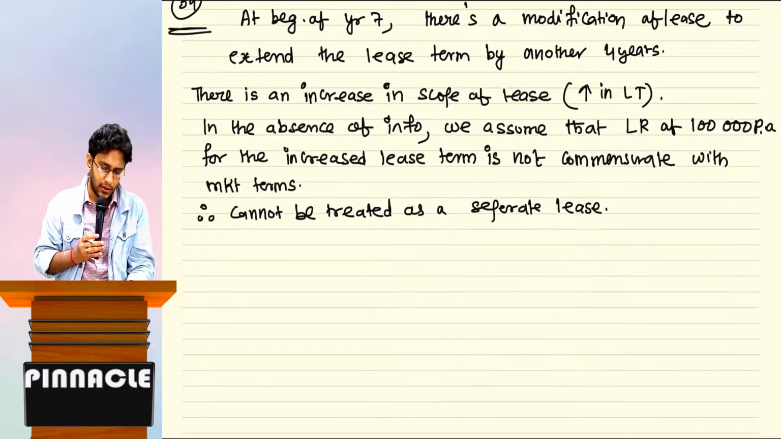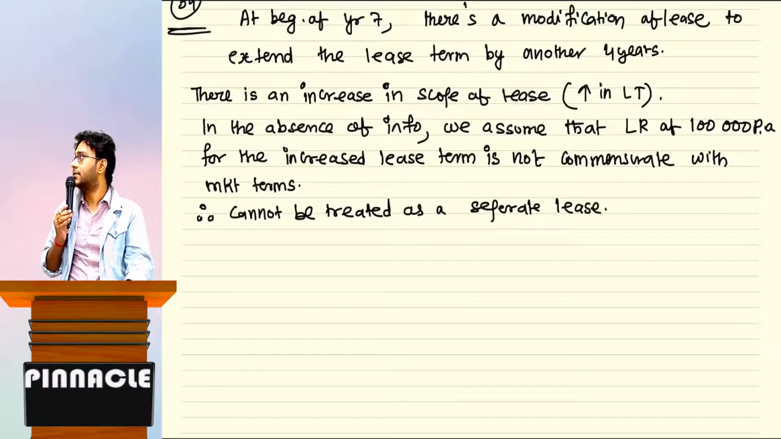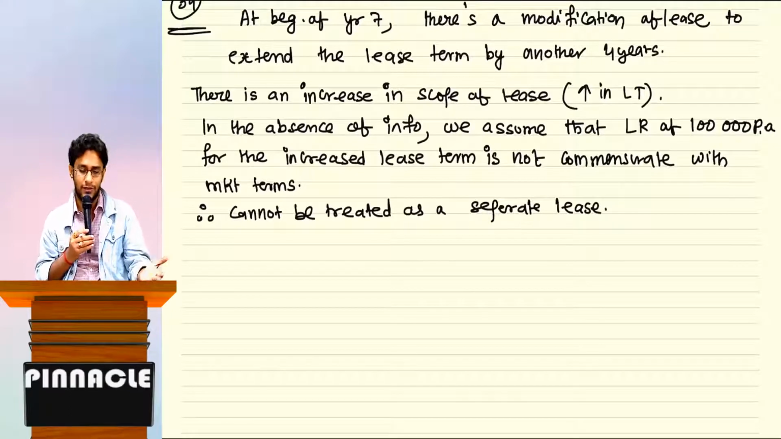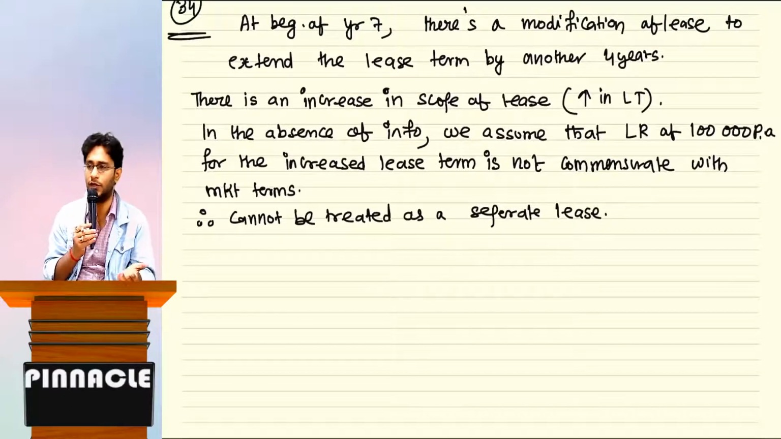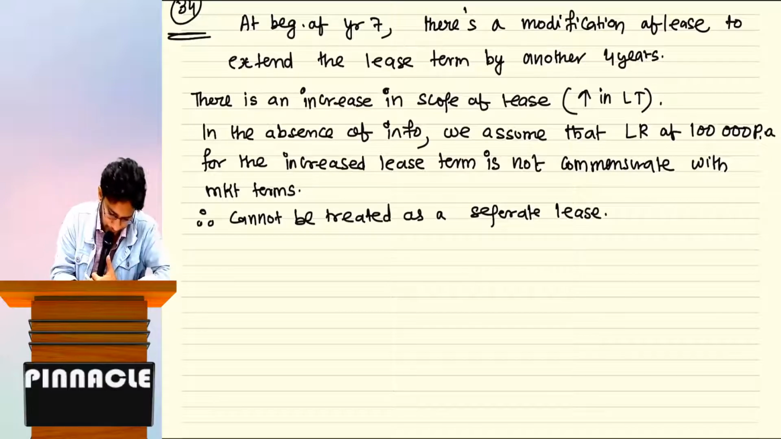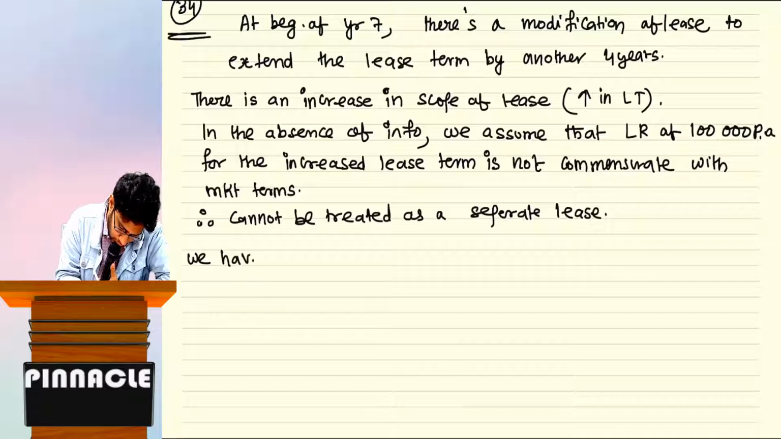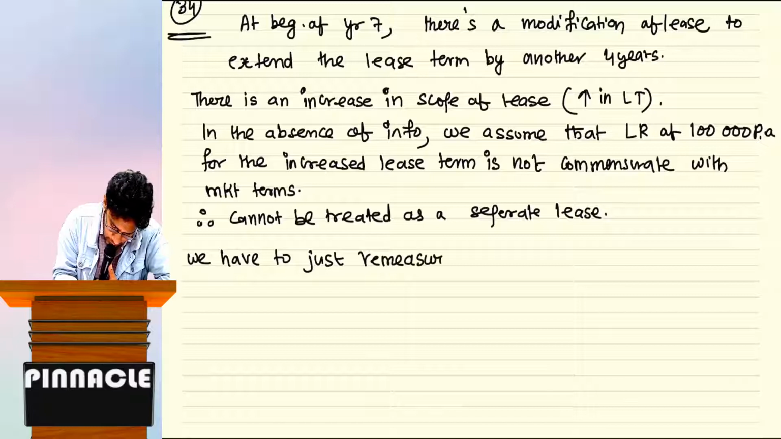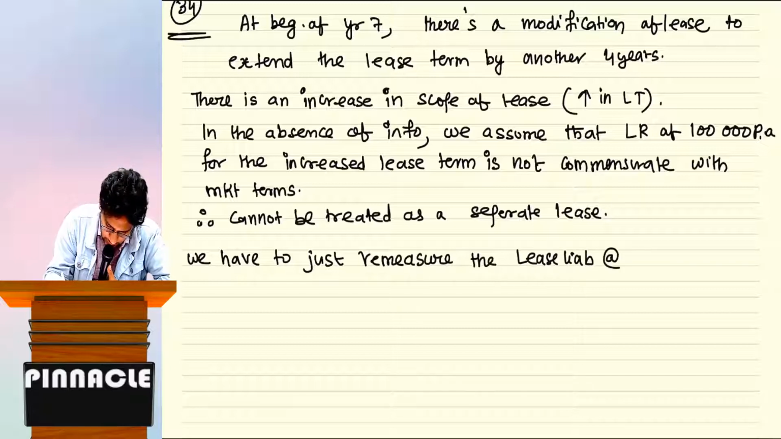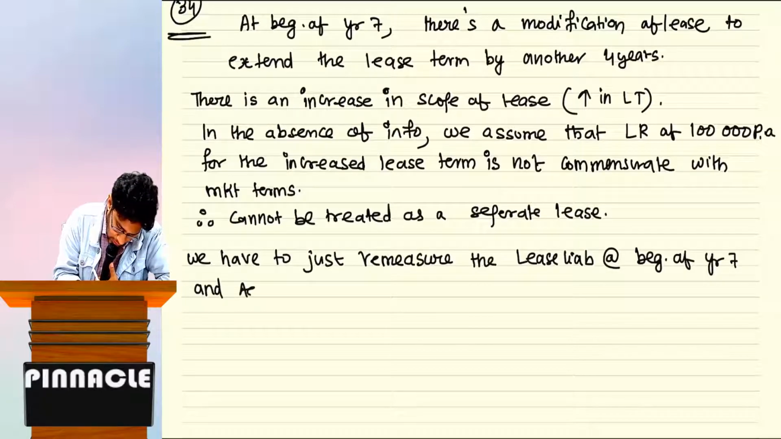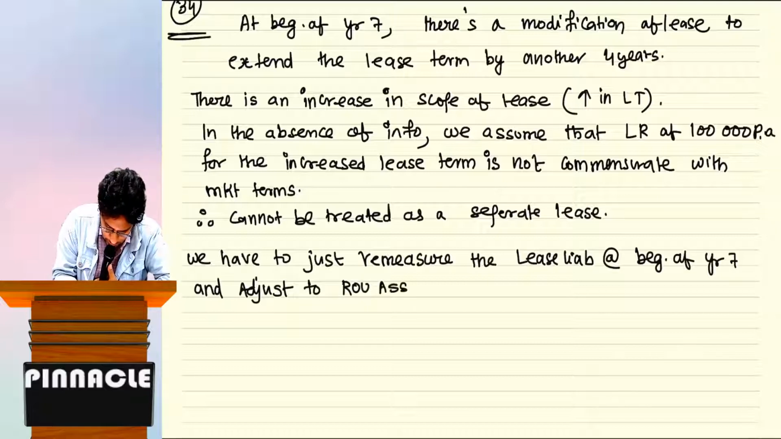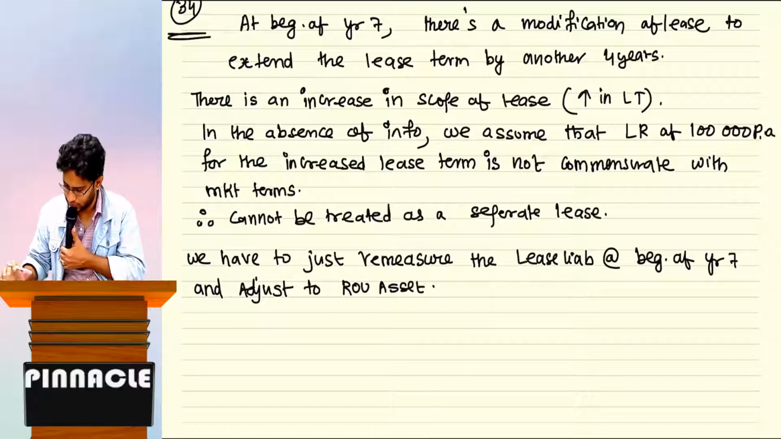separate lease. So if it can't be treated as a separate lease, then two possibilities arise. I'll ask you, is it a decrease in scope? It is not. So you'll fall into the second possibility. Any other case, you will fall. We have to just remeasure the lease liability at beginning of year 7 and adjust to ROU asset.